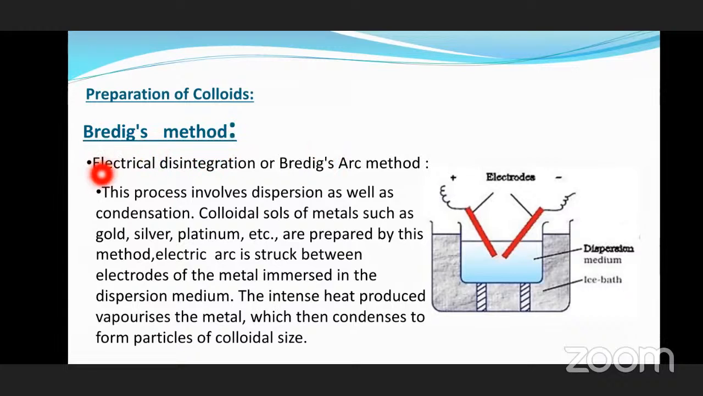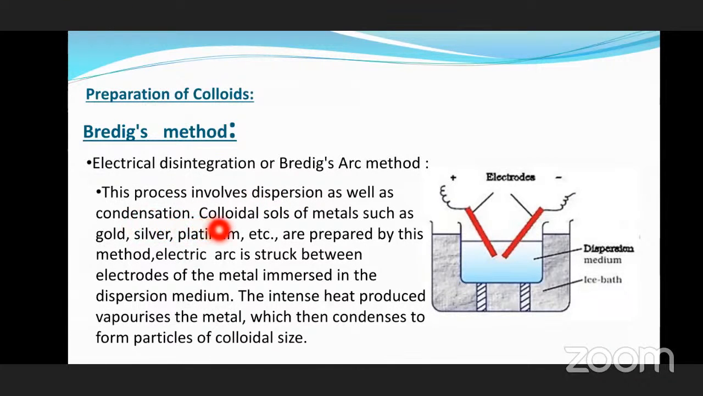In this Bredig method, we have to use electrical disintegration. This is also called electrical disintegration or the Bredig arc method. This process involves dispersion as well as condensation. That means this process contains two steps. Number one is the dispersion step. Number two is the condensation step.